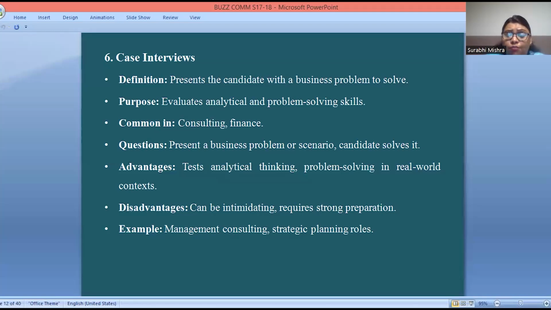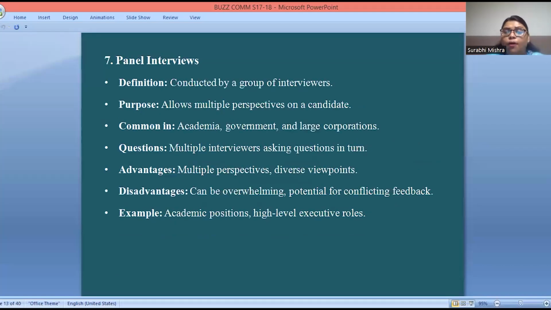The disadvantage can be that it requires strong preparation and can be intimidating. At a point of time when a candidate is not very well prepared, and as it requires strong preparation or strong knowledge, it can hurt the potential of a candidate as well. The examples of such interviews can be management consulting or strategic planning roles, right? For the higher profiles. Moving towards the next category, panel interviews.